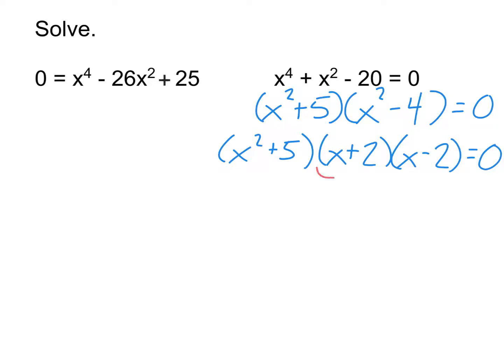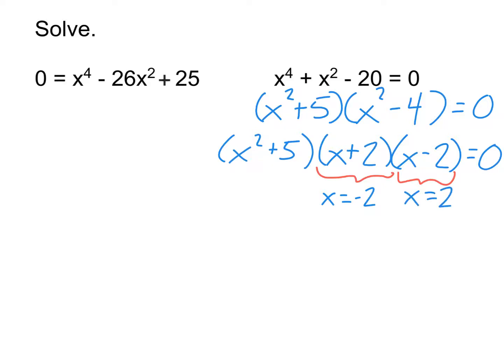Well, the x plus 2 and the x minus 2, those are simple enough to solve. We do those like we did the last problem. If we have x plus 2 equals 0, I subtract 2 from both sides, x equals a negative 2 there. For the x minus 2, I add 2 to both sides. So there, I'm going to end up with x equals a positive 2.